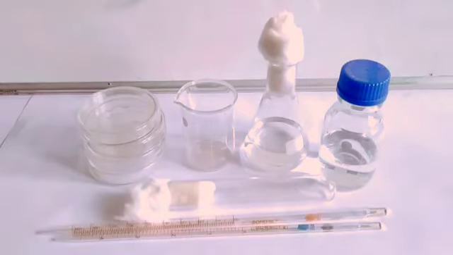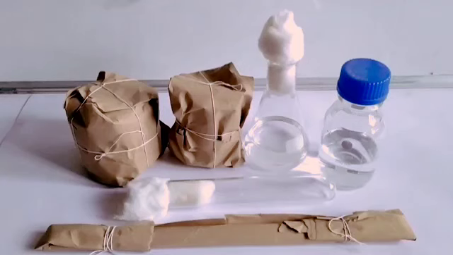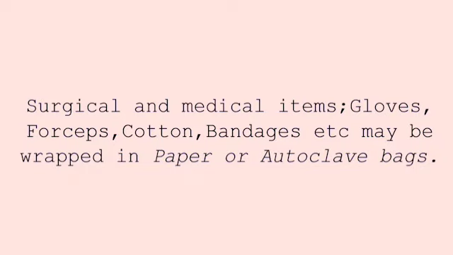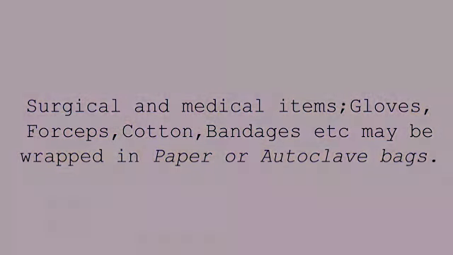Empty containers such as beakers and petri dishes along with the pipettes are wrapped in brown paper and securely tied with cotton threads. They may also be bagged in autoclavable plastic bags made of polypropylene or PP if available. Surgical and medical items such as gloves and forceps can also be wrapped in paper or autoclave bags. I've also given a link to a packaging method for gloves that will aid in effective sterilization. Do check out this link in the description below.